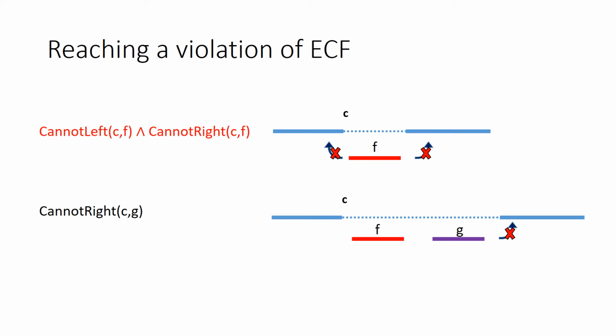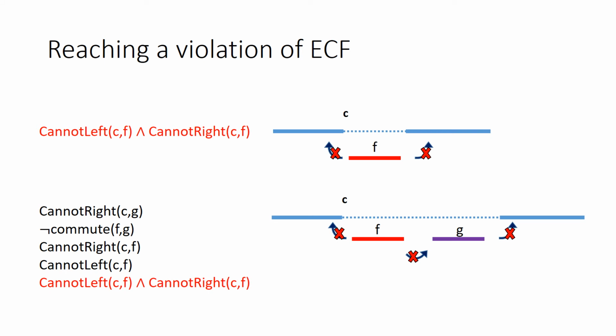As we saw earlier, function commute information can also be used to infer the cannot left and cannot right relations. We saw that if g cannot move to the right of c, and f does not commute with g, then f also cannot move to the right of c. Hence, if we also find out that f cannot move to the left of c, we again reach the conclusion that the callback f is stuck in c and cannot be rearranged. We achieve soundness by considering function commutativity, because when functions commute, we can show that the movement is possible in any callback ordering. In the paper, we elaborate more on how a real example was proven ECF using this technique.